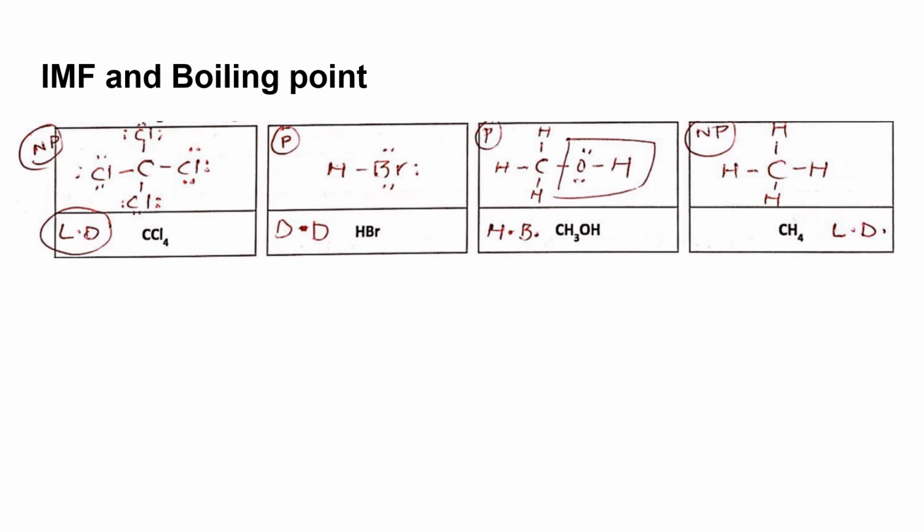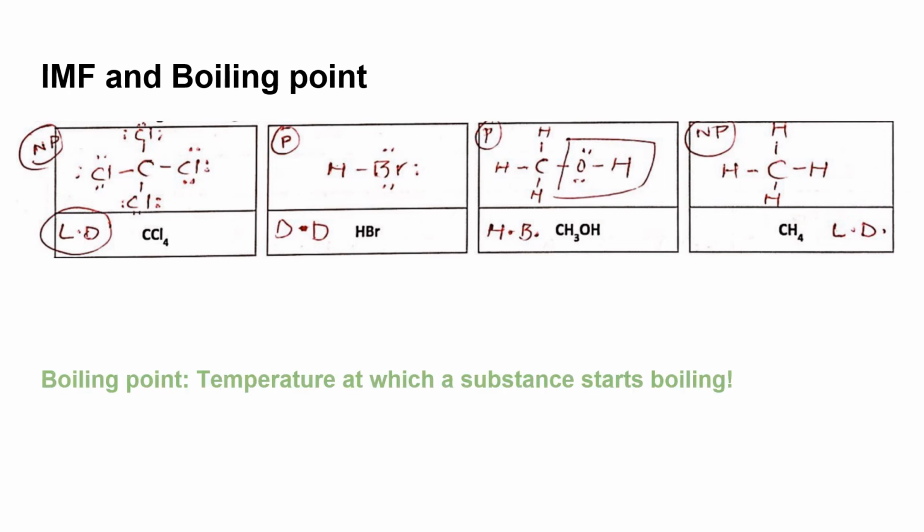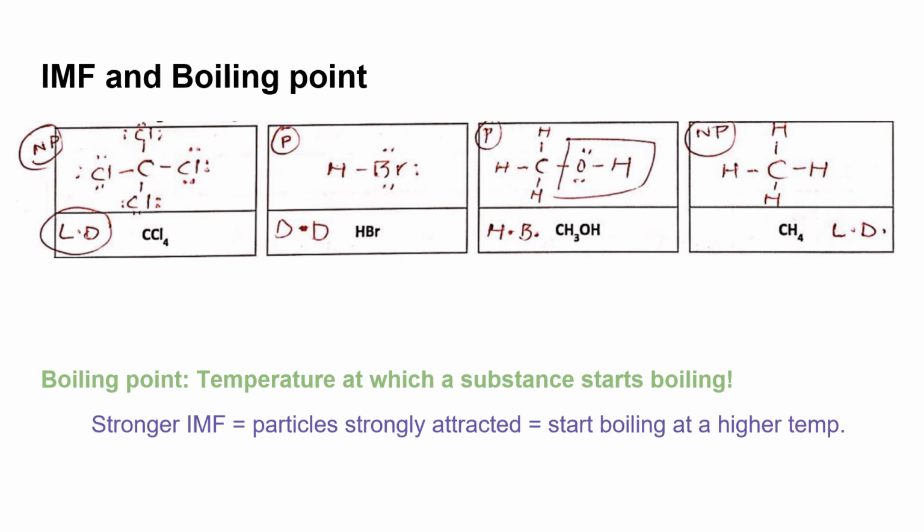And then we had to rank these four compounds based on which one is going to have the highest boiling point and which one is going to have the lowest boiling point. So remember that your boiling point is the temperature at which a substance starts boiling, which means it starts going from the liquid phase to the gas phase. If something has very strong intermolecular forces, that means the particles are very strongly attracted to each other. So in order for the particles of that substance to go from the liquid phase to the gas phase, those particles need a lot more time to break free of their intermolecular forces and actually convert to a gas.